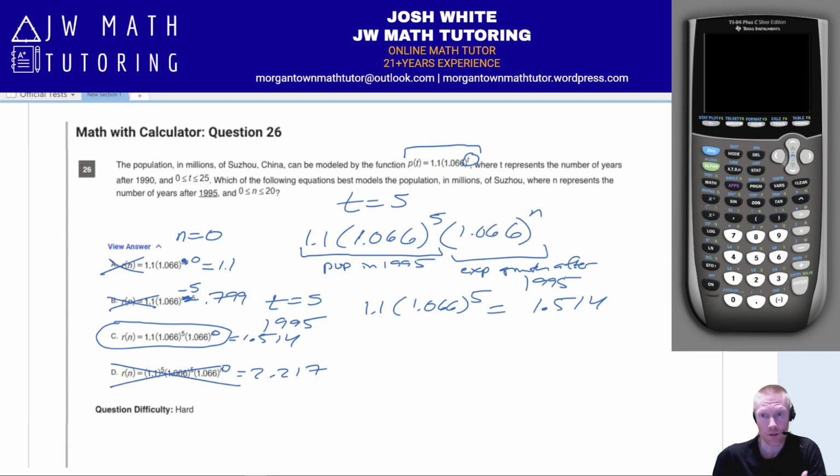So this is an alternate way you could do this using picking numbers. Again, the strategy would be pick a number for t. It would have to be something 5 to 20 or 5 to 25. Plug that into the original function, calculate the population in that year, and then go through the answer choices, plugging in what the corresponding n value would be, and notice that n is 5 less than t, and then see which value matches what you got in the original function.